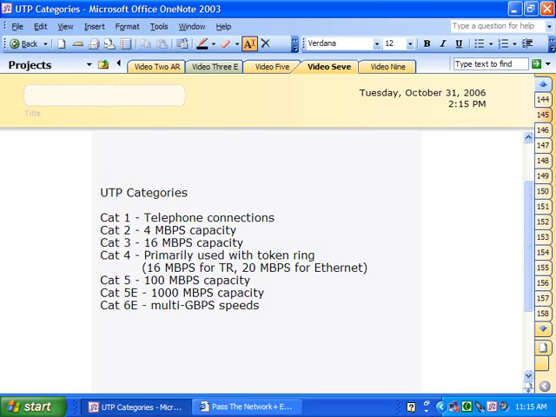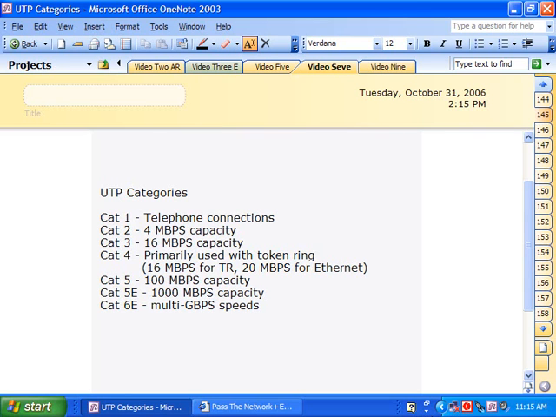Now, Cat 1 is not even used in data networks to begin with. It's strictly for telephone connections only. Cat 2 will transmit up to 4 meg per second, but for our purposes, that's pretty slow. That's one of those things: when we got 4 meg, it was like, wow, what are we going to do with all that speed? And now it's like, oh, 4 meg, it's really slow. So you're not going to see that kind of cable around in today's networks either. Probably the lowest of these cats you'll see in today's networks is a Cat 3 UTP, which has a capacity of 16 meg per second, or just meg.